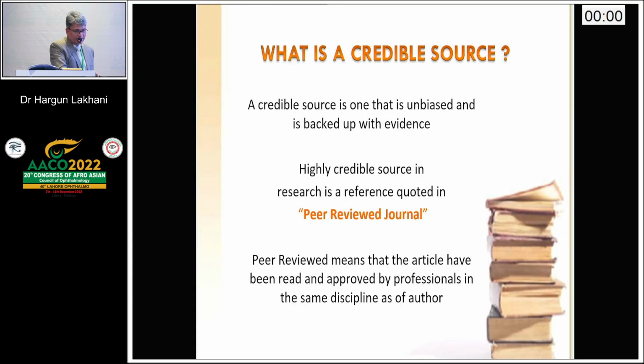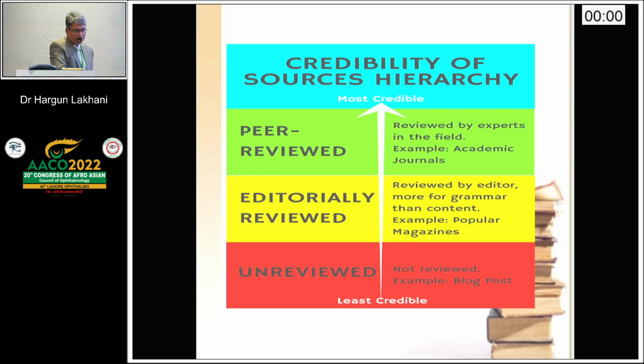So what is a credible source? It's a peer-reviewed journal. This is the hierarchy of credibility. At the very last, what we see here is the unreviewed, which are not reviewed, such as blog posts, which are least credible. Editorially reviewed is intermediate level, and peer reviewed are the highly credible sources of research.